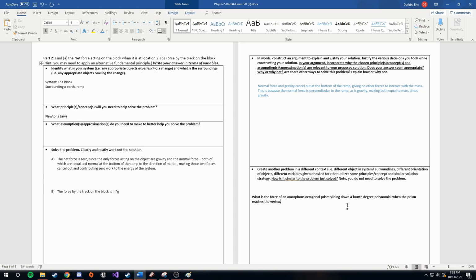Wait. Back up to part B. Why is the force on the track mg? Because the force is at the bottom of the vertex of the parabola. The force is directly perpendicular to the track, which is pointing straight upwards, opposite of gravity, which is pointing straight downwards. And gravity is mass times gravity, which is a recursive definition, but ignore that. Do we agree on this answer?